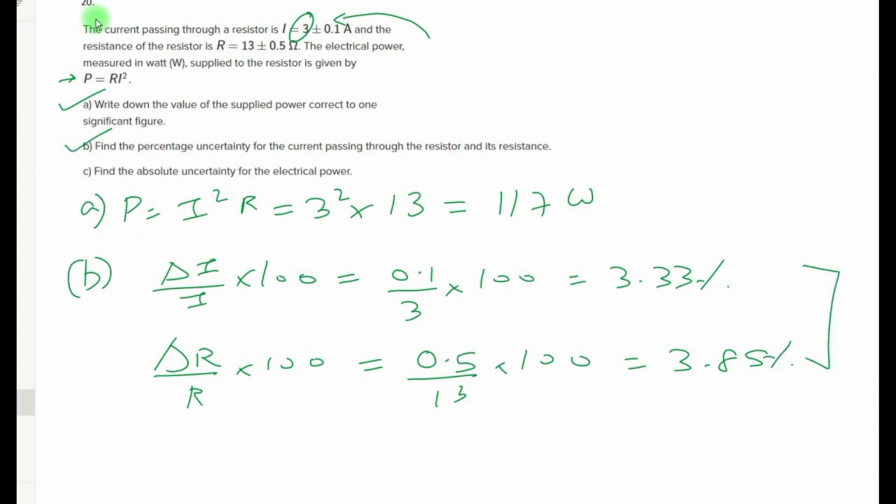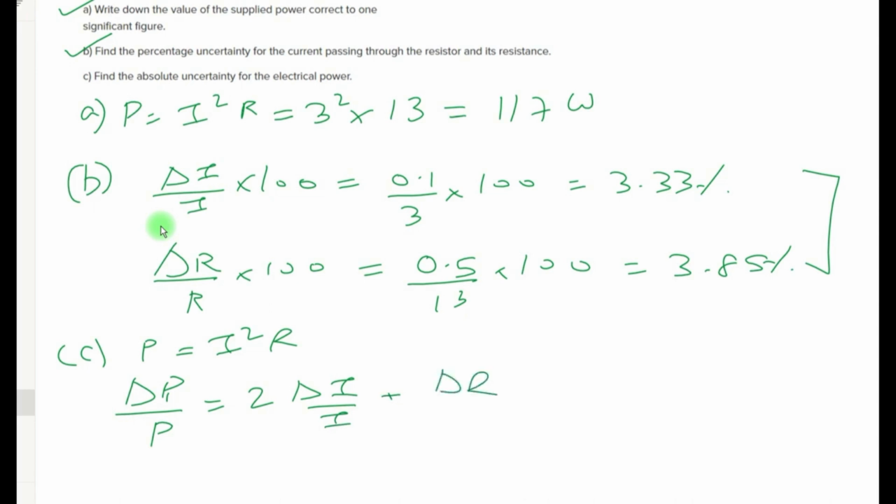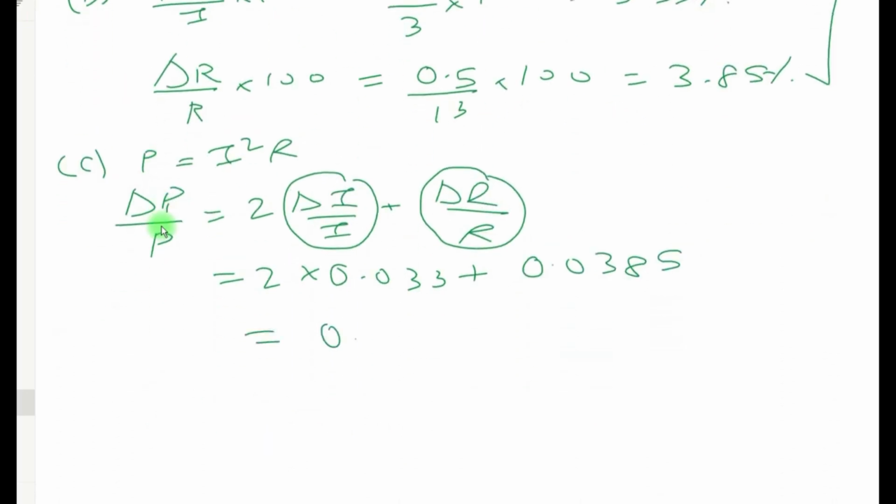Part C is to find the absolute uncertainty in the electrical power. For that we have to use the formula itself. Since power is equal to I squared R, delta P by P can be written as 2 delta I by I plus delta R by R. Delta I by I is the fractional uncertainty in the measurement of current, so that can be written as 2 times 0.033, plus delta R by R, the fractional uncertainty for resistance, which is 0.0385. If we solve for this, we will eventually get 0.105.